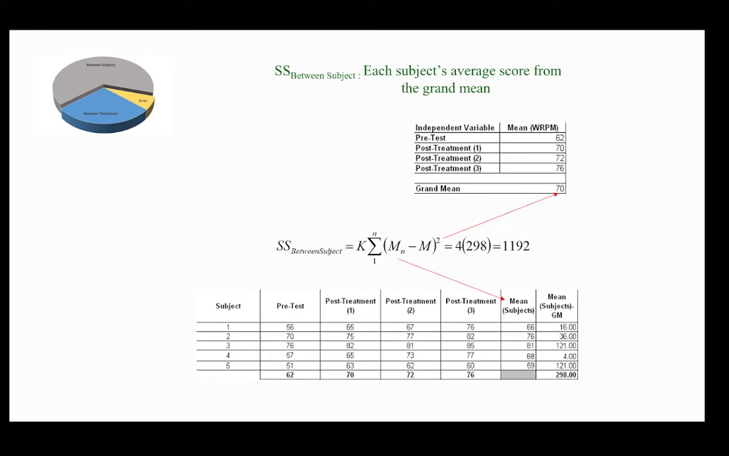When I do that, I then square it and multiply it by the number of times I measured each person. So the grand mean is 70. So for the first person, I take 66 minus 70, which is minus 4.